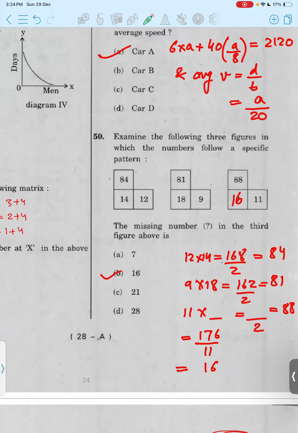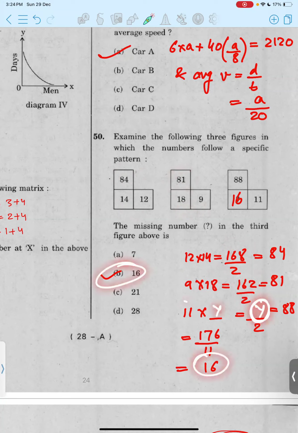Now we have to again find the value of this place, identifying the pattern. The pattern is that we'll be multiplying 12 and 14. So 12 into 14 gives us 168. We divide by 2 and then we get the value of 84. Similarly, in this case also, multiply 9 into 18, we get 162. Divide by 2, we get 81. Here also, this would be the equation. If you place the value of this, we'll find the value of y, which will turn out to be 16. You'll just have to simplify this equation.